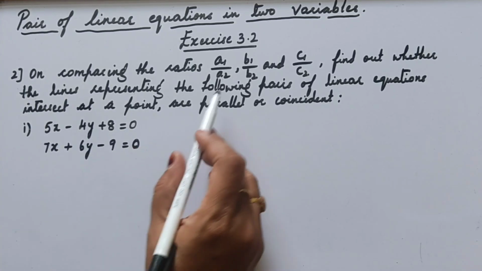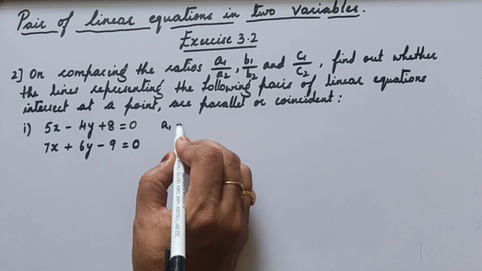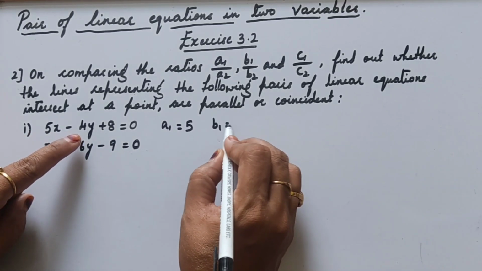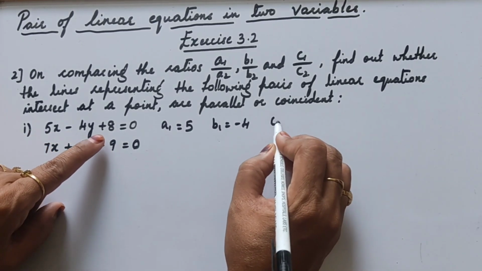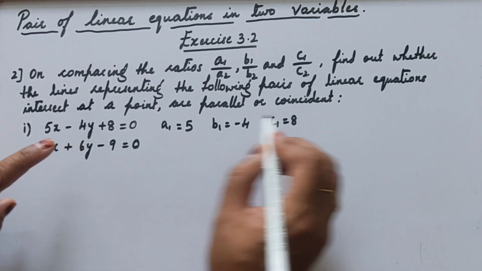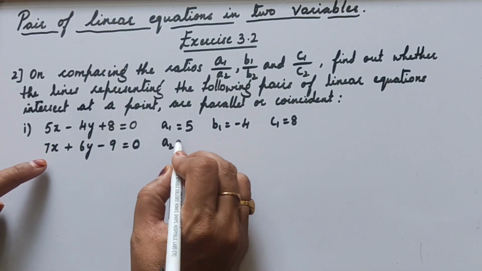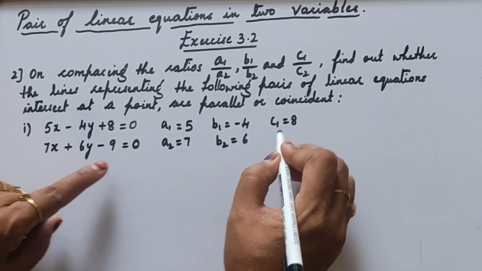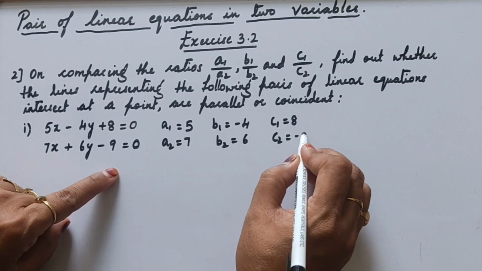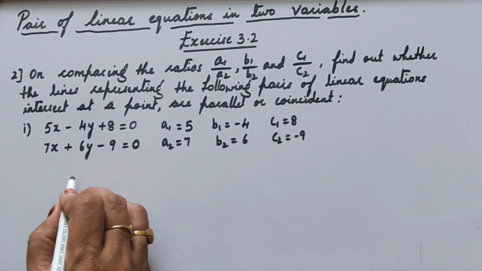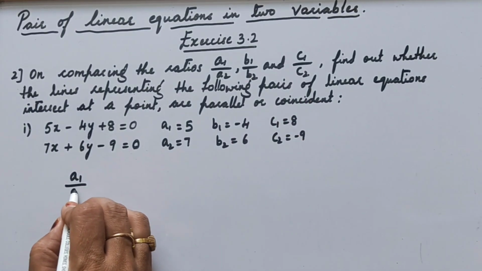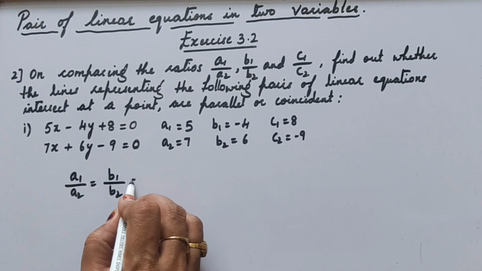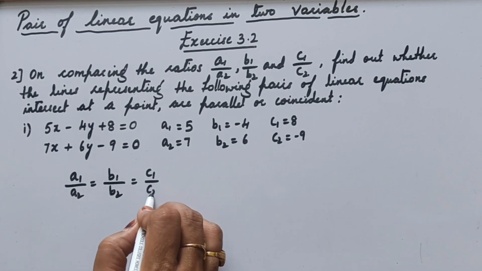Now, we'll compare with the ratios. We know A1 will be 5, B1 is -4, C1 equal to 8. We'll just write the constants, okay? A2 equal to 7, B2 equal to 6 and C2 will be -9. Now we'll compare it. A1 upon A2 equal to B1 upon B2 equal to C1 upon C2.